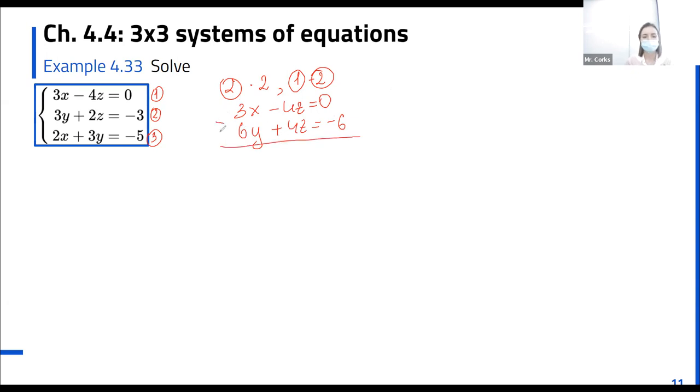So what do we have here? We have 3x plus 6y, and we don't have z anymore, but we have minus 6. It will be our fourth equation. Then we can use the third one because we have the same variables there, and take a look what we can do with them. So our new one and the third one.